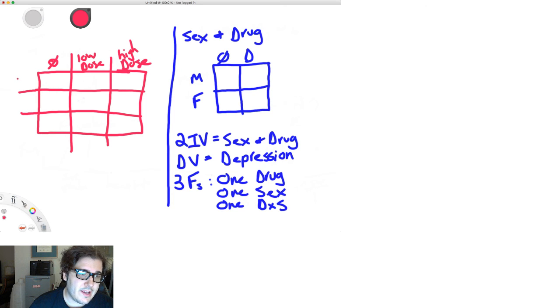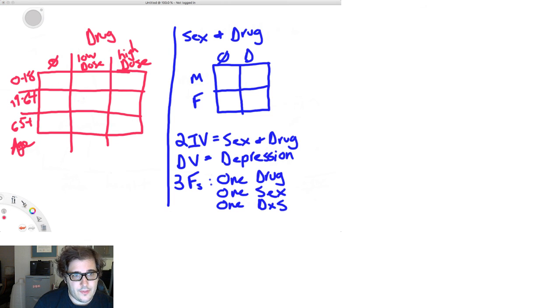and here we have like 0 to 18, these are like our young people. Then we have like 19 to 64, these are like our adult age people. And then we have 65 plus. So we have 3 levels for each IV, right? We have drug up here, and we have age on this side. So here, we would also be getting 3 F values. So again, here we have 2 IVs. This is age and drug.